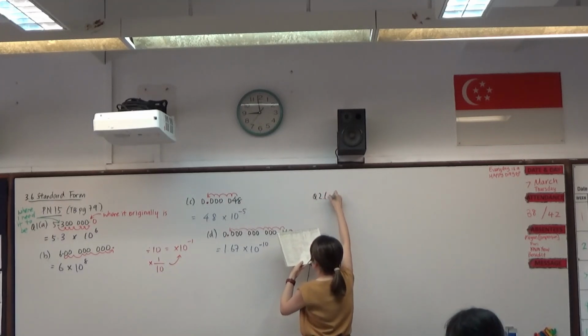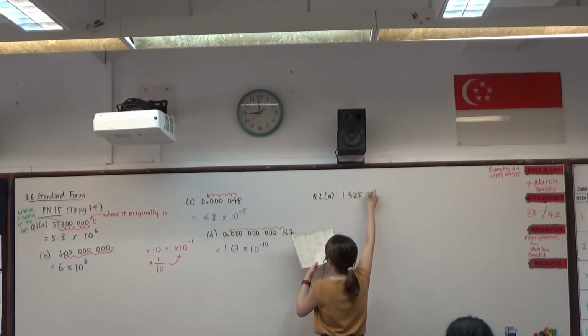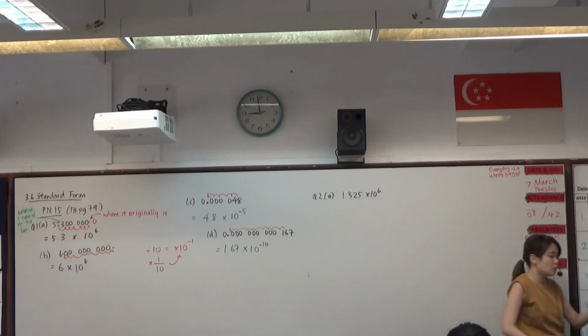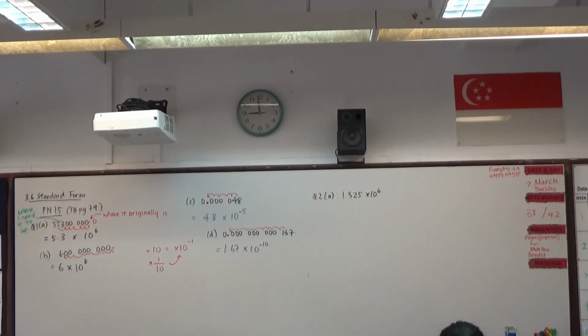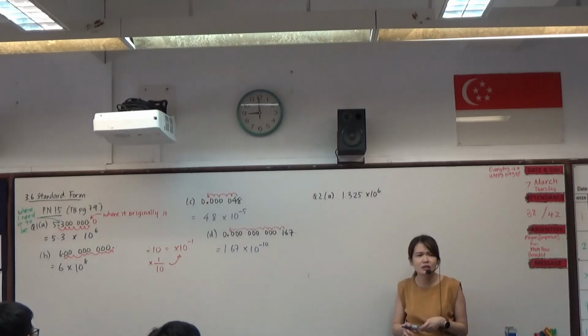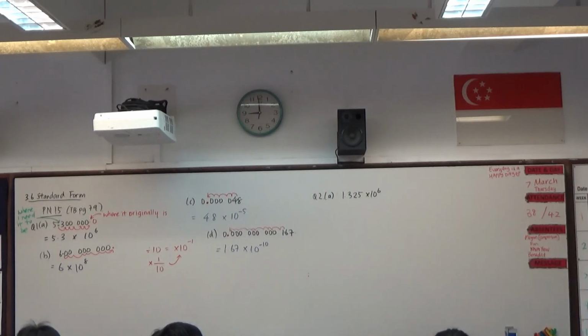Now, what if I have a standard form number and I want to change it into an ordinary form number or ordinary notation number? Put it inside your calculator. Sometimes when you put it inside your calculator, it can work, but sometimes it won't. It will give you back the same thing. Maybe times 10 to the power 6, I think your calculator may be able to show you, but it's not all the time. You can try it.